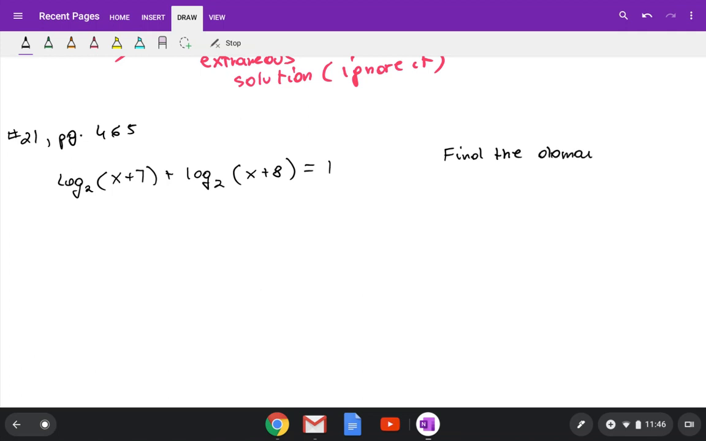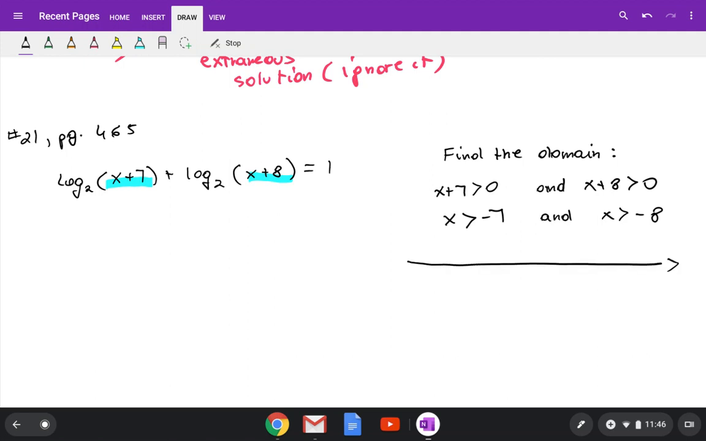And always do that for logs, okay? Because many times you end up with extraneous solution. What that means, the expression next to log, which is x plus 7 and x plus 8, has to be positive. So x plus 7 has to be greater than 0, and x plus 8 has to be greater than 0. That means x is greater than negative 7, and x is greater than negative 8.